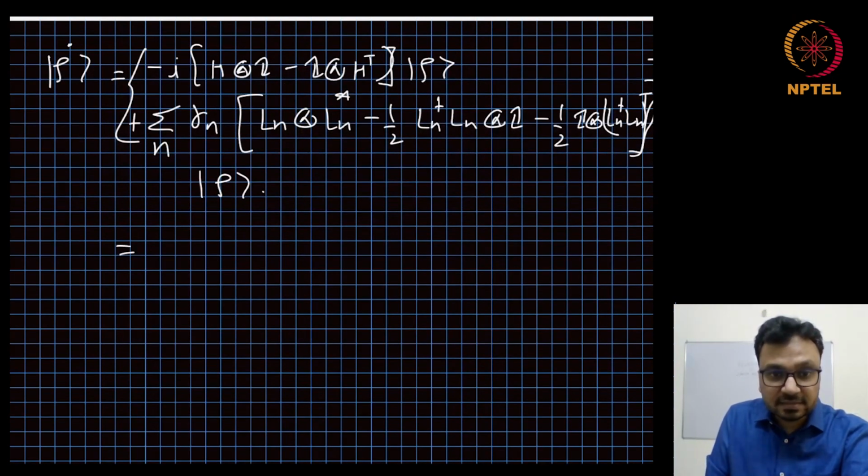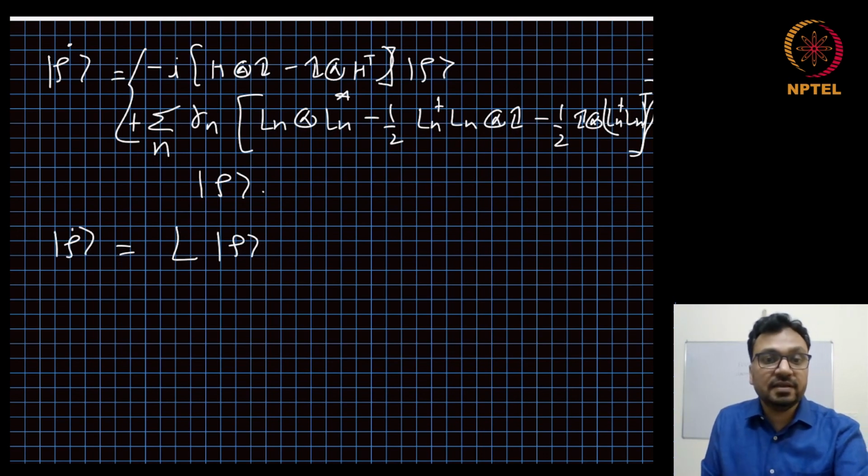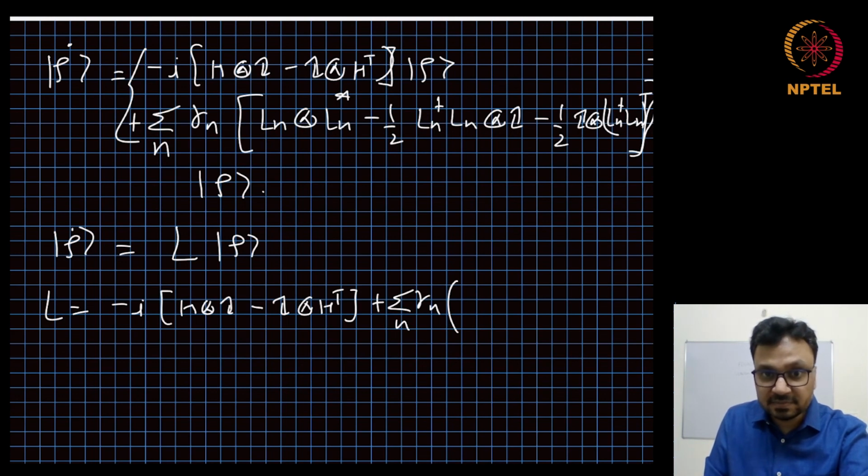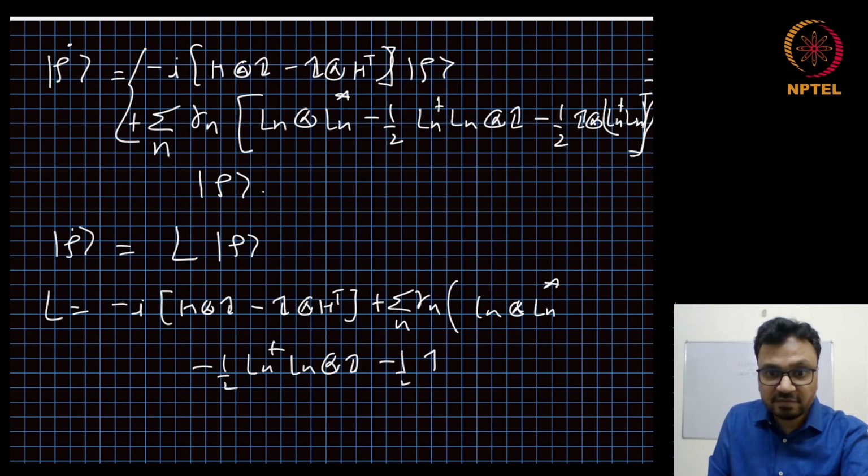Or we can say there's a matrix L which is acting on rho, and we get rho dot equals L rho, where L is minus i H tensor identity minus identity tensor H transpose plus sum over n gamma n and some terms, which is Ln tensor Ln star minus half Ln dagger Ln tensor identity minus half identity tensor Ln dagger Ln transpose.